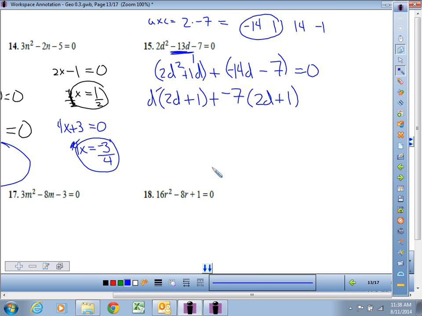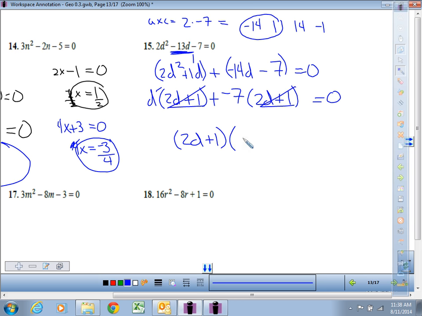So my next step would be to pull this out and rewrite it. I'm going to factor that out, 2d plus 1. And once I take that away from both of those, what's left? d minus 7 equals 0. Now this one's nice and easy. What value of d makes that 0? Well, 7, because 7 minus 7 is 0.